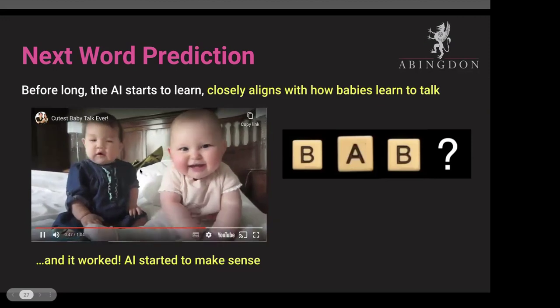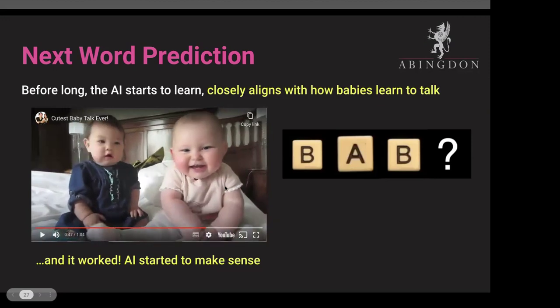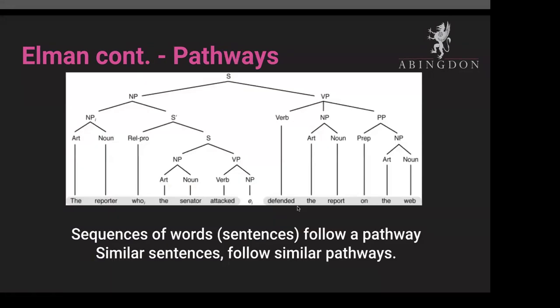Yes, so this is effectively how we're training AI in a very similar way to how you teach baby humans to learn. Okay, Elman continued though. From here, he started to say, well, if we've got nouns and verbs and subcategories, he also made a discovery around the fact that sequences of words or sentences follow a pathway.